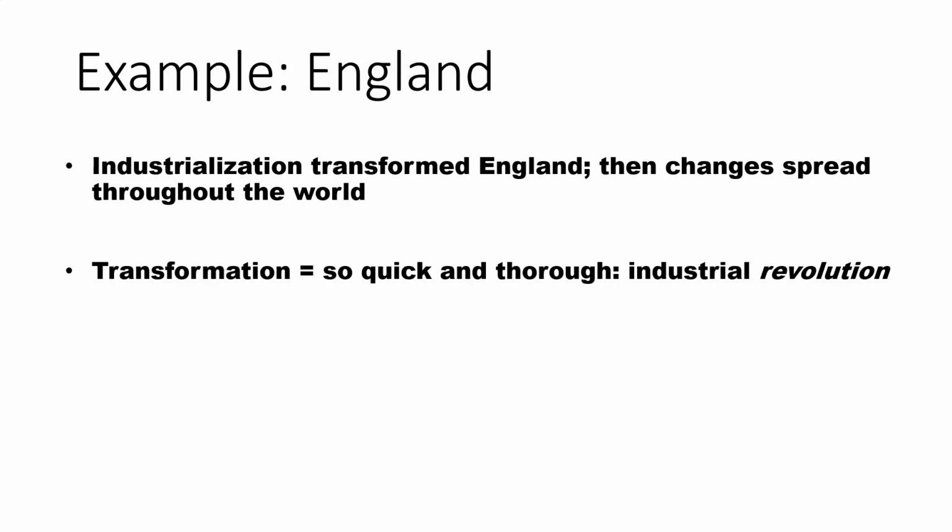The transformation was so quick and thorough in England, it became known as an industrial revolution. In the space of 60 years, England was transformed from an agricultural economy to an industrial economy. Now, 60 years seems like a long time to us, but in terms of social change, that was a short period, particularly back then.